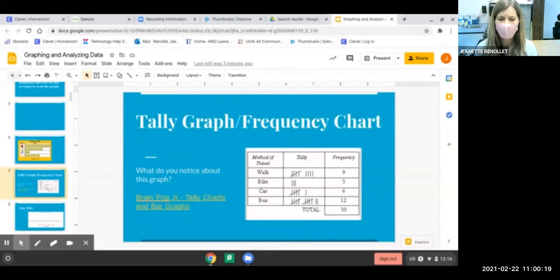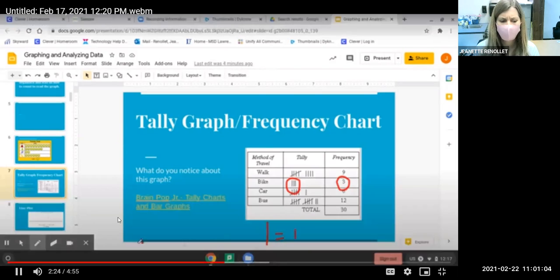This is called a frequency chart. Some people call it a tally graph. This data is collected by making a tally mark. I'm going to try to figure out the scale of this graph by looking at the tallies and the frequency, or how often something happens. In this graph, we're talking about ways to travel. I noticed 3 tally marks by the bike. The frequency says 3. That tells me that each tally mark is equal to 1. The scale for this chart is 1.